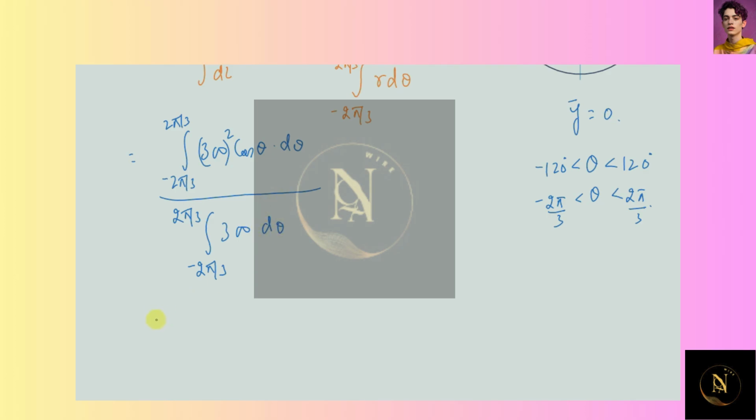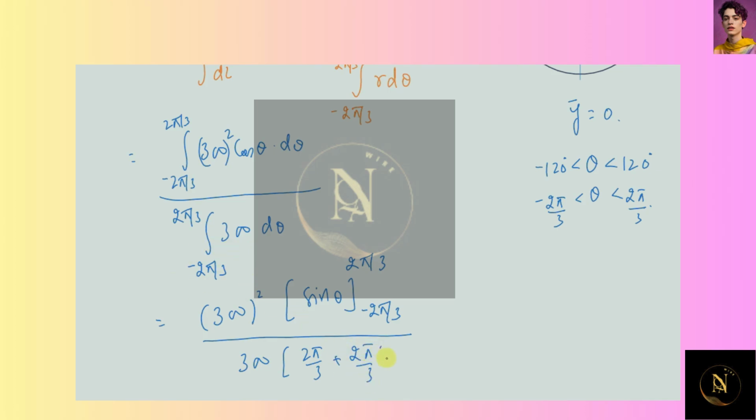Now we're going to integrate this and we'll get 300 whole square, I'm taking outside, and here we'll get sine theta, and the limit is from minus 2 pi by 3 to 2 pi by 3, divided by 300, and here we'll get 2 pi by 3 upper limit minus lower limit, so minus minus will become plus. Now we're going to simplify this and we'll get the answer as 124 mm.